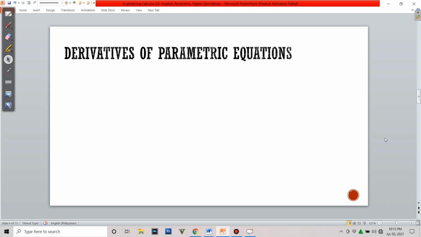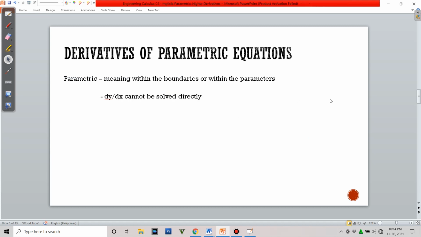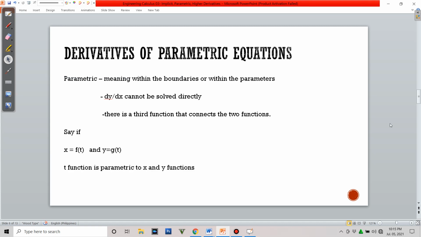We have derivatives of parametric equations, wherein we take off from the definition of parametric, meaning it is within the boundaries or within the parameters. So what does it mean? It simply means that dy dx cannot be solved directly, wherein there is a third function that will certainly connect the two functions. Say if we have x in terms of a function of t and y in terms of another function of t, then the t function is parametric to the x and y functions.